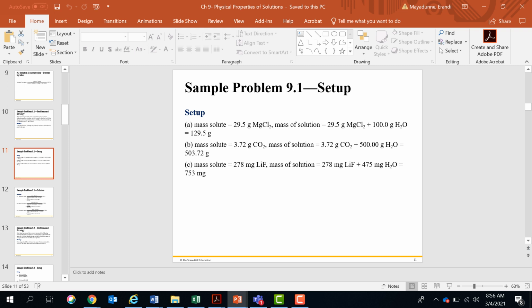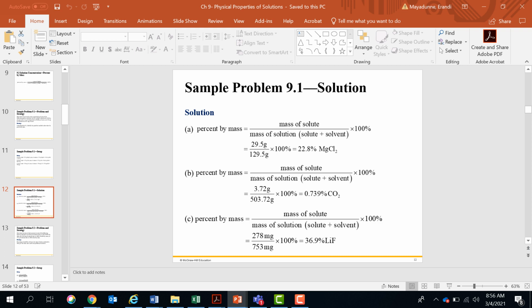So let's look at the same thing I told you earlier. This is the mass of a solute, this is the mass of a solution, and then the equation: mass of a solute divided by mass of a solution, which in this particular case is 29.5 divided by 29.5 plus 100, times 100 because it's a percentage. So this is how you find the mass percent of a solution.